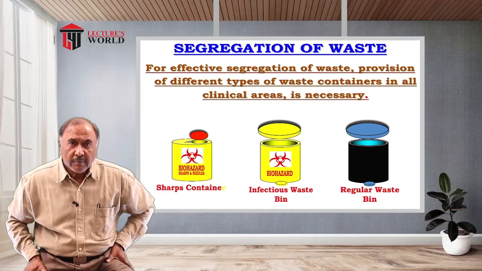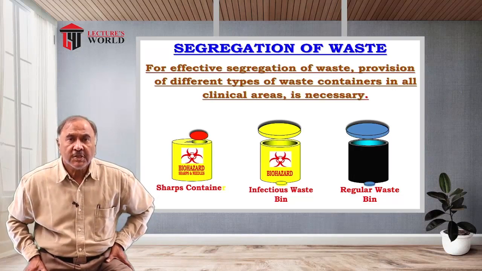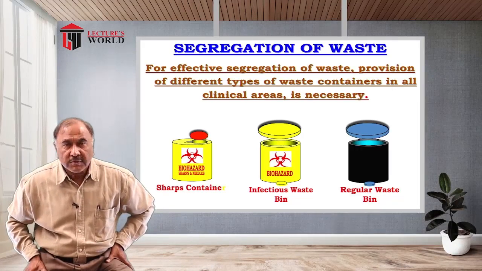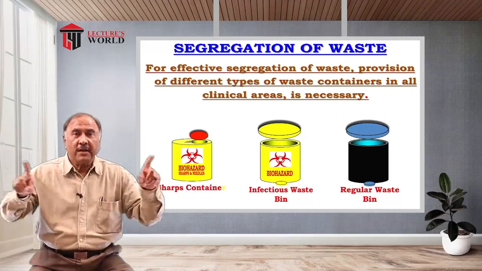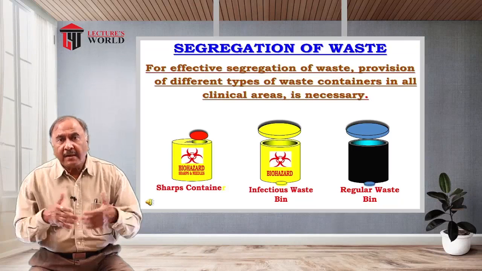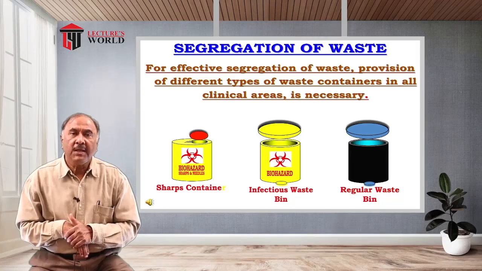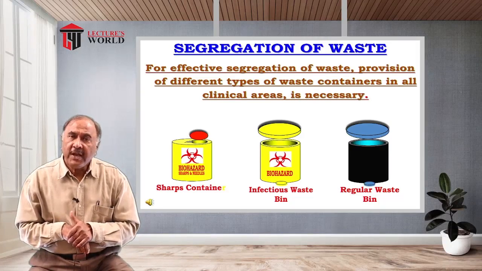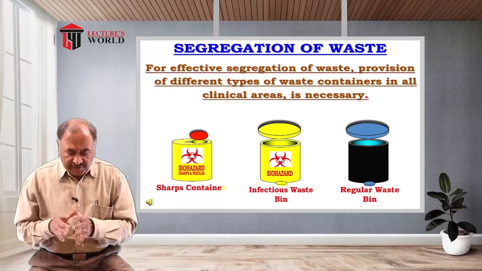So these containers have to be labeled properly, should have different color codes if necessary, and have to be properly placed so that they are visible to every individual. And the staff and persons associated should be briefed and educated to use different containers for different kinds of waste.